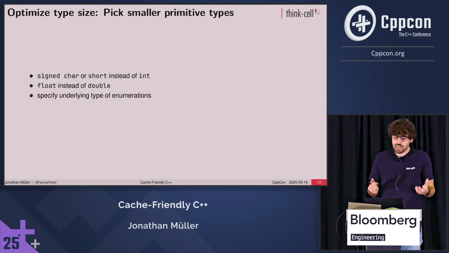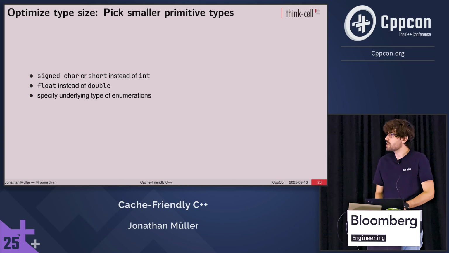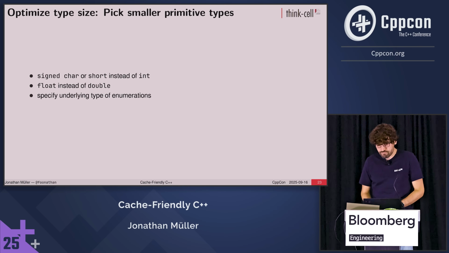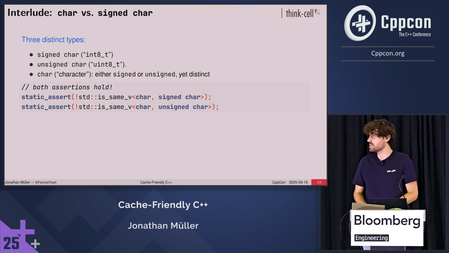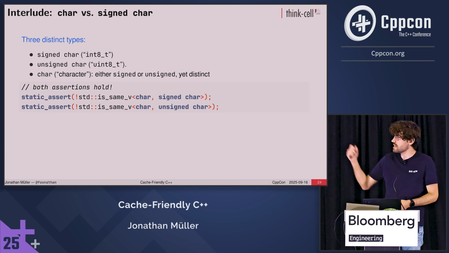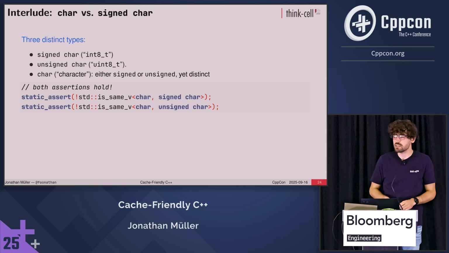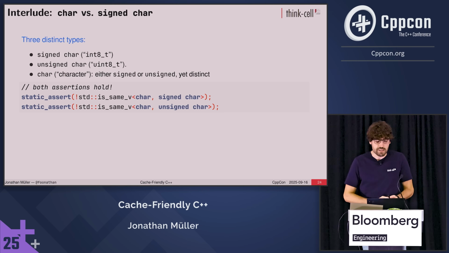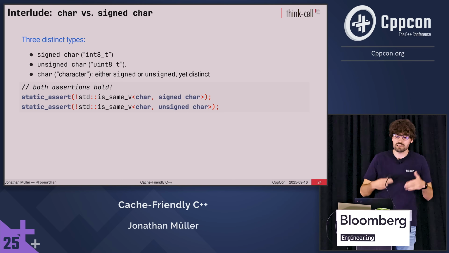Now, one thing you have to be careful about is the 1-byte integer types. First of all, I particularly said use signed char, because there are actually 3 distinct 1-byte integer types. There's signed char, which is int8, there's unsigned char, which is uint8, and there's plain char. And plain char is a distinct type with implementation-defined signedness. So on some architectures it's signed, on some it's unsigned, but nevertheless it's a distinct type.